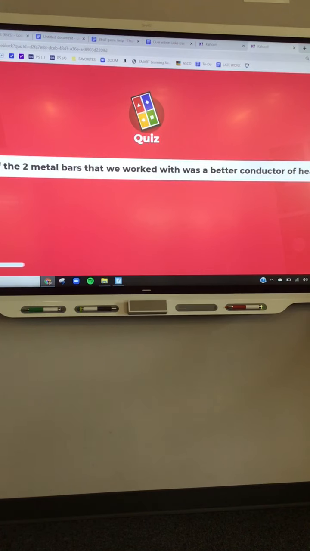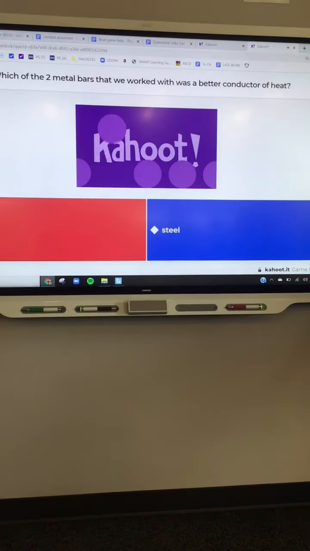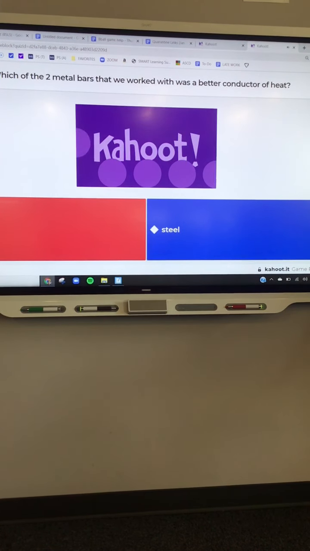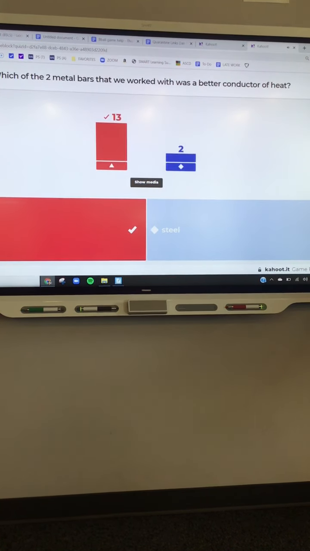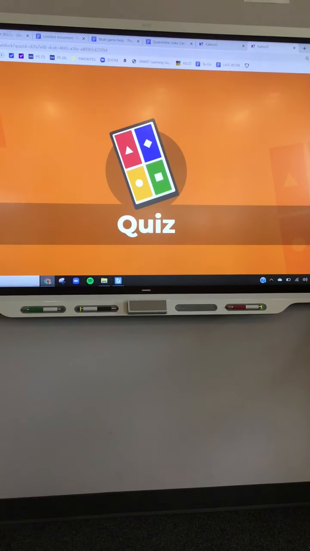Which of the two metal bars that we worked with was a better conductor of heat? It's titanium. Aluminum. What does it mean that it was a better conductor? That the energy transferred throughout the entire object, right? We heated up one end, and all of a sudden the other end was also warm. What if we used titanium too? It'd be a whole different experiment, wouldn't it?